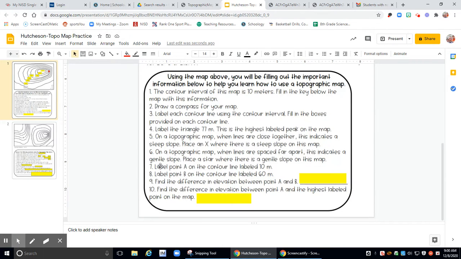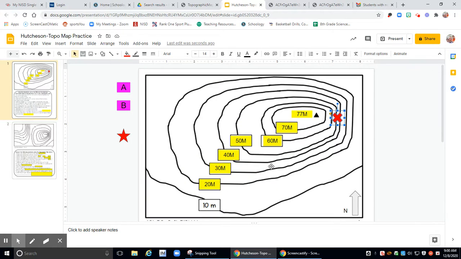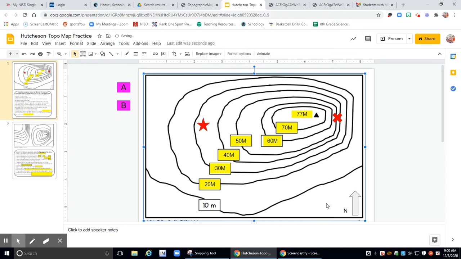Okay. The next one says, on a topographic map when lines are spaced far apart, this indicates a gentle slope. Place a star where is a gentle slope on this map. So on this map, where the lines are furthest apart is going to be a more gentle slope. So that's going to be over here. Okay, so we're going to take this star and we're going to put it right there. So that's the gentle slope.